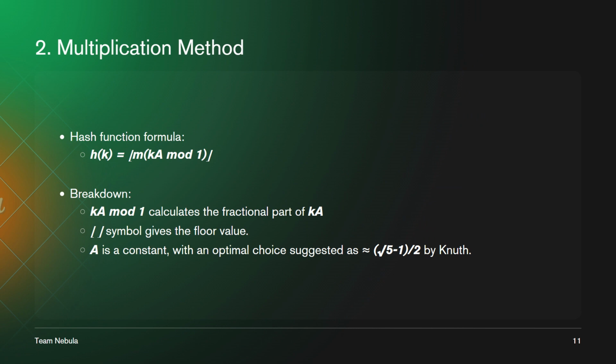Multiplication method. The hash function h(k) is equal to the floor of m times the quantity (k times A mod 1). k times A mod 1 gives the fractional part of k times A. The double L signs give the floor value. A is any constant. The value of A lies between 0 and 1. But an optimal choice will be (square root of 5 minus 1) divided by 2, suggested by Knuth.